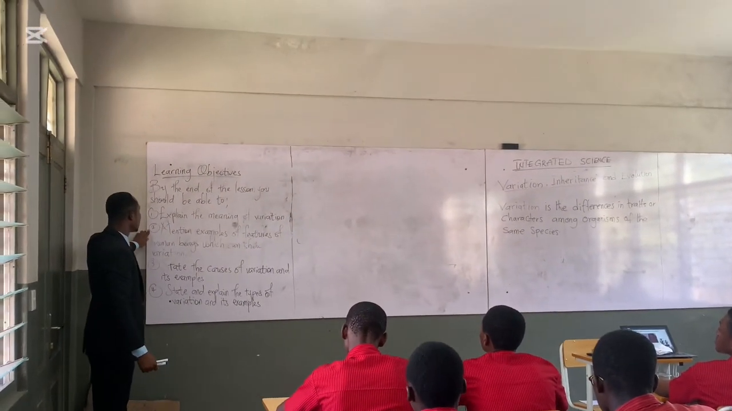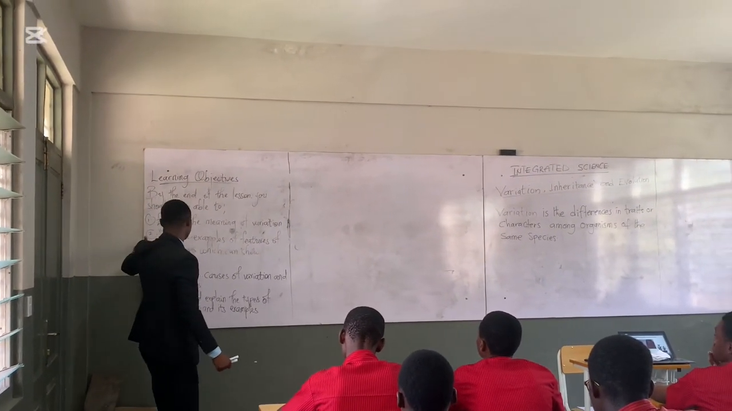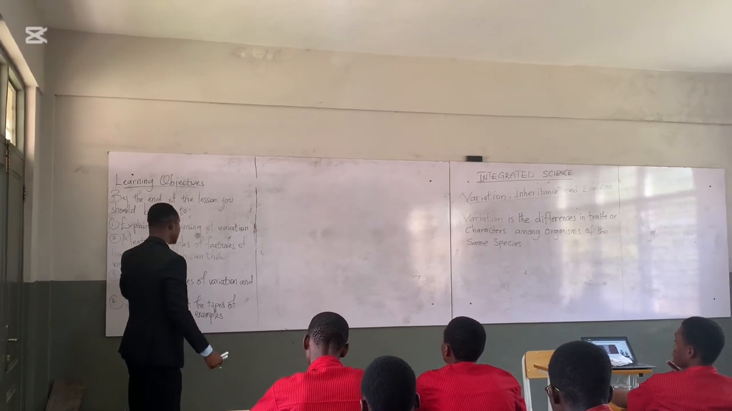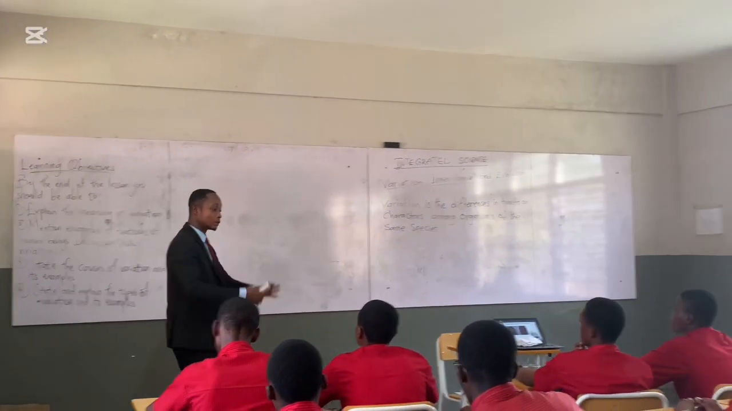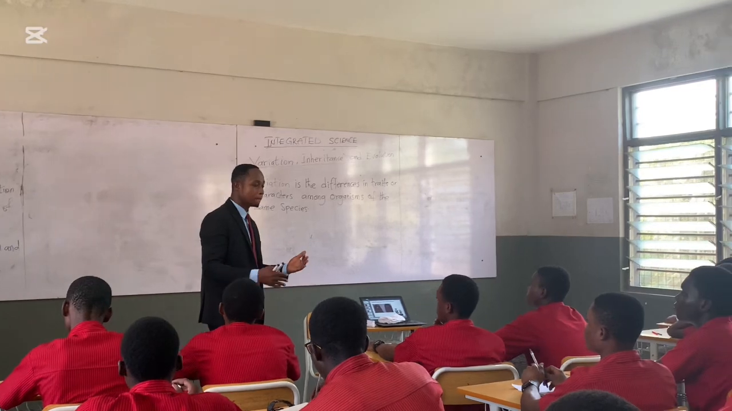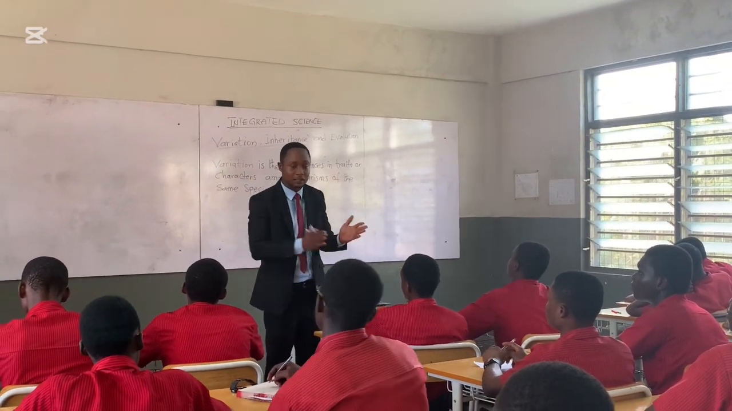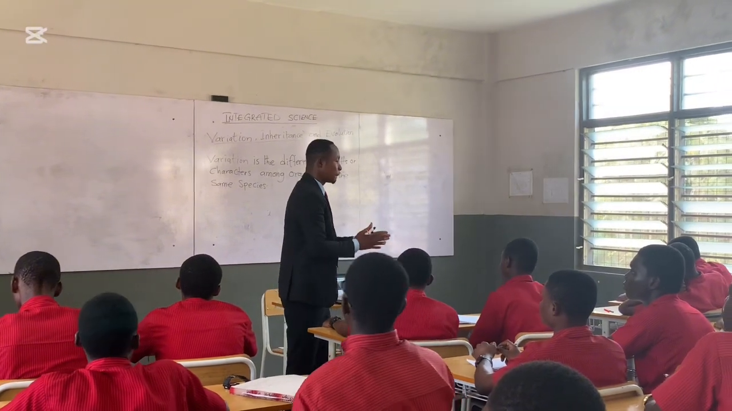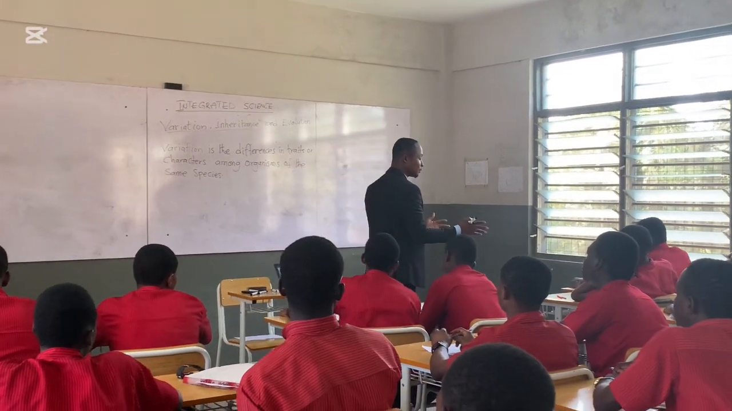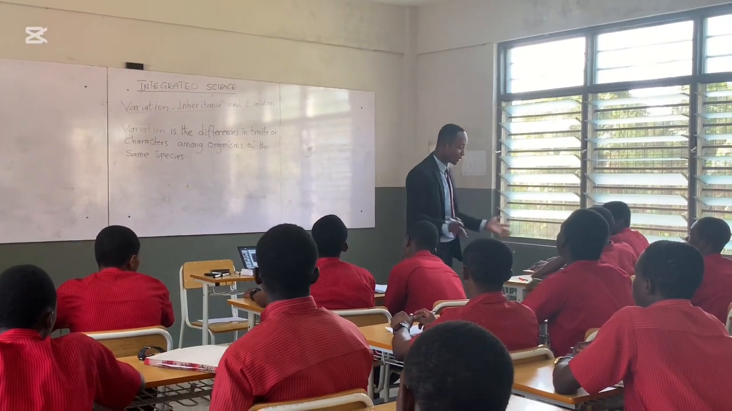From here, we move on to our second learning objective. It says that we should mention examples of features of human beings which can show variation. As for here, we are from the same species, okay? We have some features that show variation among us. Okay? So let's start from here. Give me one feature among us that shows variation.